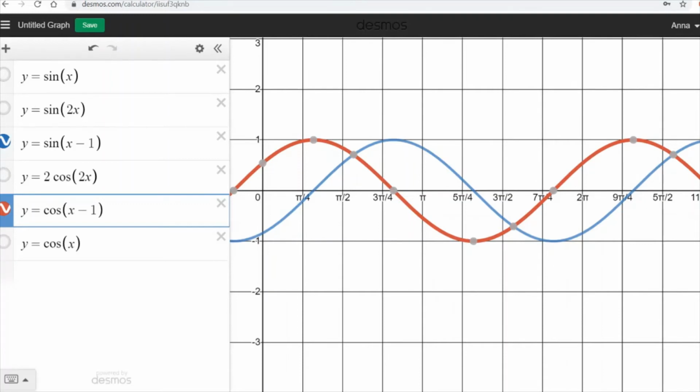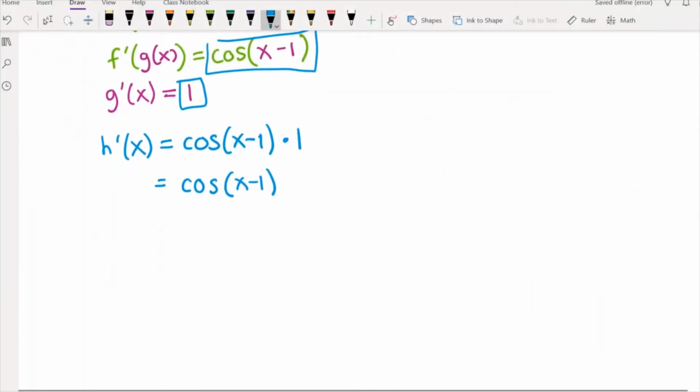So I guess what I'm trying to say here is that when you have a composite function where the inner function is just basically a horizontal shift of x, then your derivative, if you use the chain rule, isn't going to really be multiplied by anything. It's just going to be multiplied by 1. And I just wanted to explain why that is. It's because when you do something like sine of 2x, you're fundamentally changing the shape of the graph. Whereas if you do something like x minus 1, you're not fundamentally changing the shape of the graph. So let me just summarize that here.